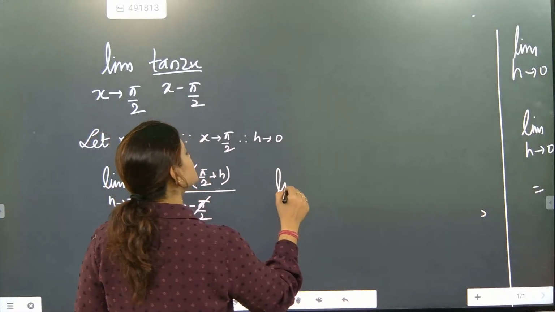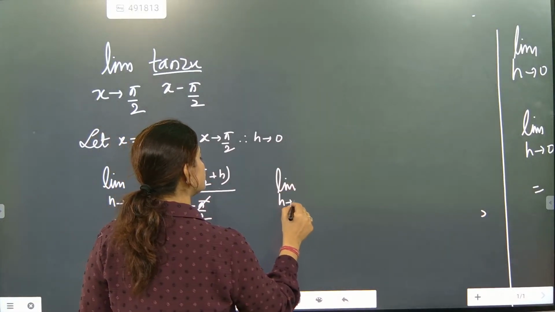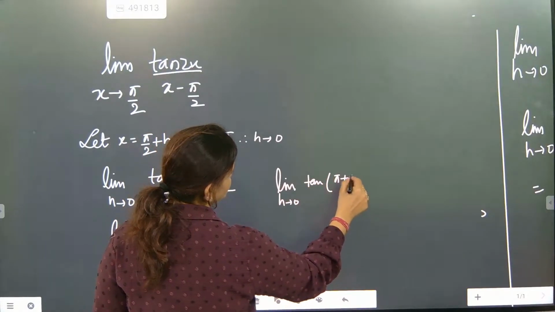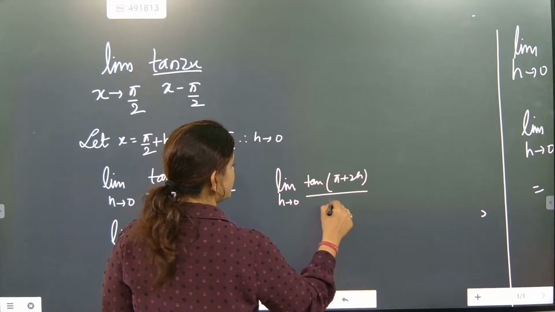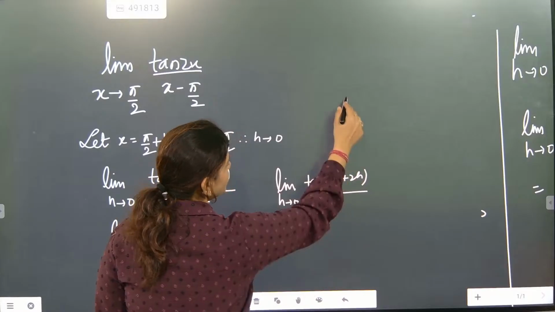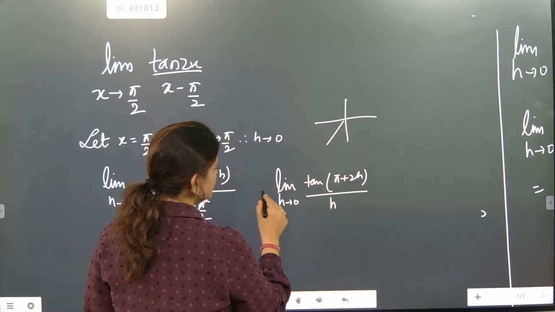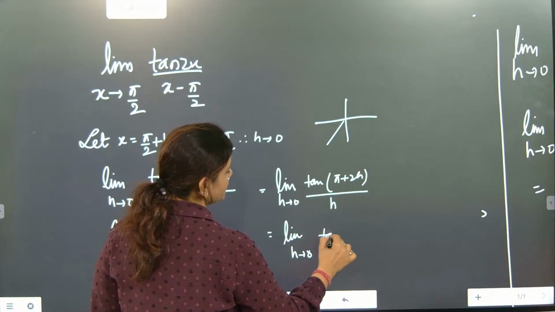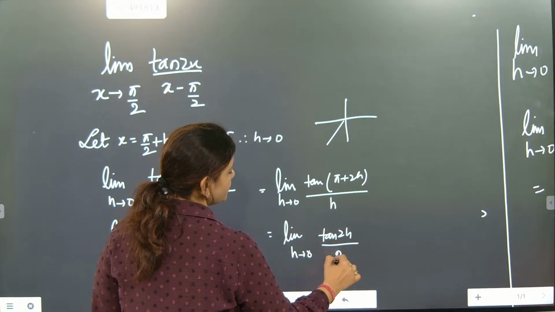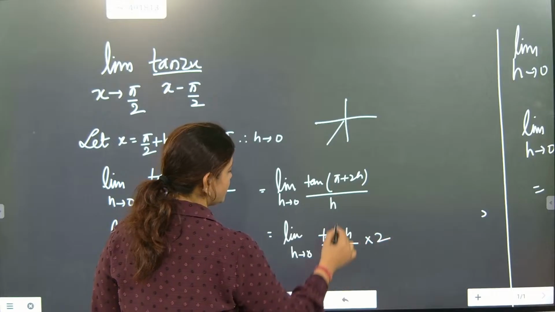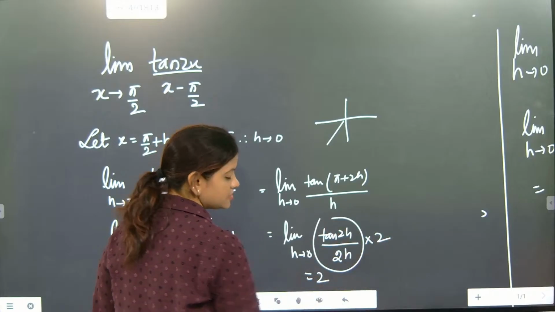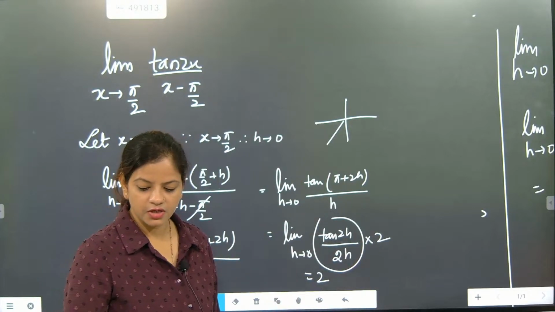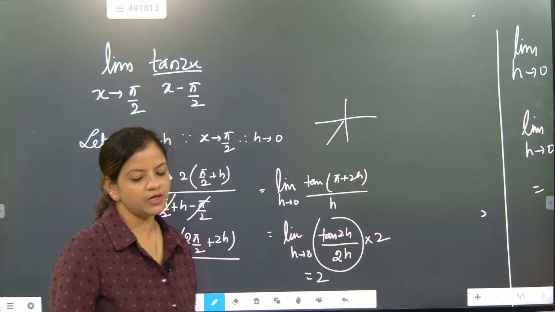So limit h tends to 0, tan of pi plus 2h by h. So here tan of 180 plus theta, 180 plus theta is the third quadrant. So here tan will be positive only. So it will become tan 2h. So we will multiply 2 here and 2 here. This part will become 1. The answer is coming as 2. This much only you have to do in this question. No big deal. Only this much you have to do.